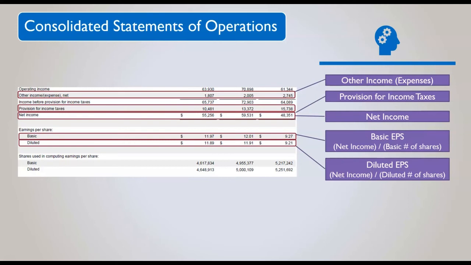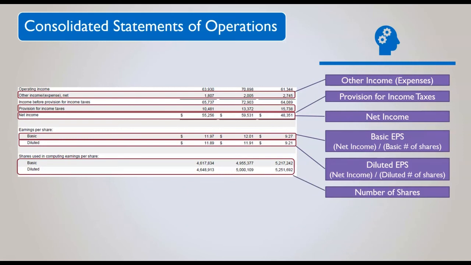In other words, net income of 55,256 divided by shares of 4,648,913, which translates to $11.89 earnings per share. To summarize, the main difference between diluted shares and basic shares is that diluted shares include the impact of the additional shares as if they were exercised.